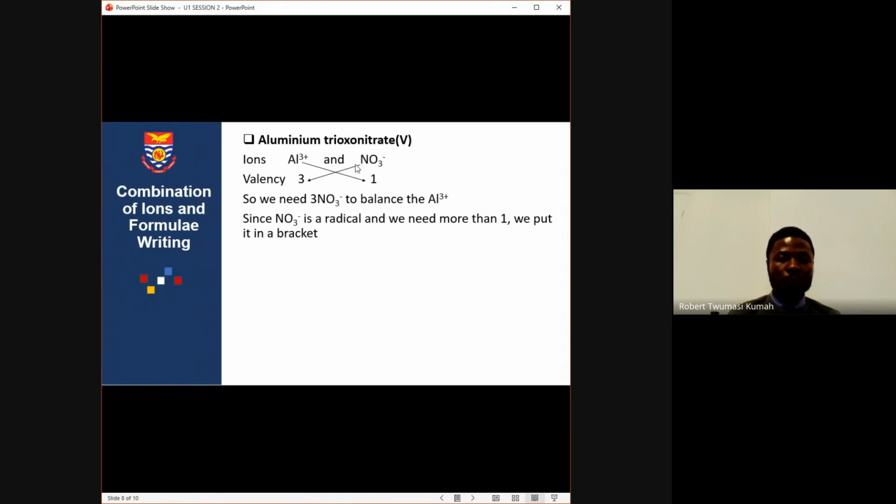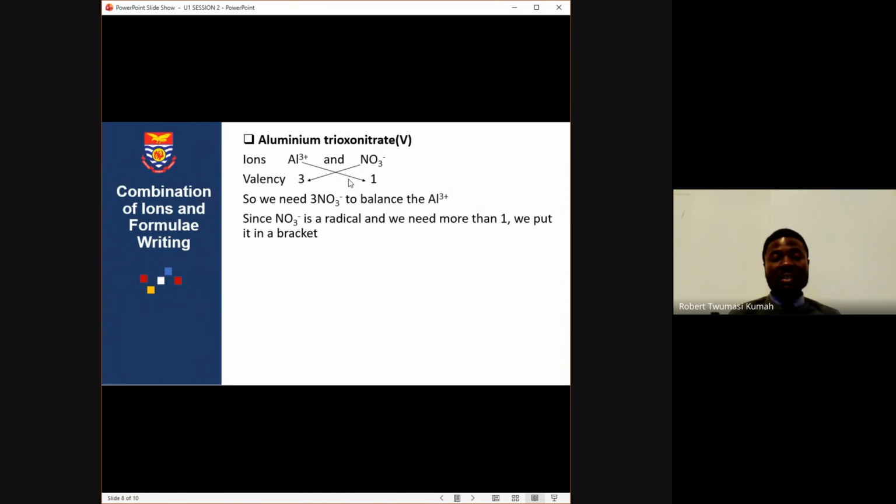So we need 1 and another group and another group, so that when we combine their charges, we're going to have 3 of them, as against that of the aluminium, which is 3+. But it still works if we cross them.